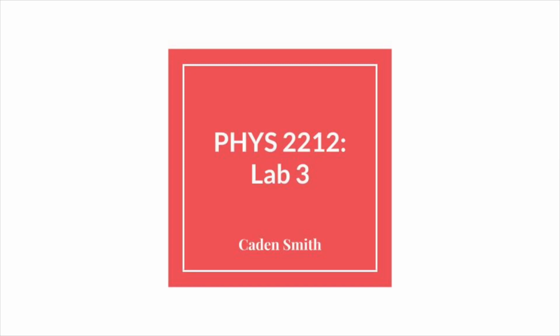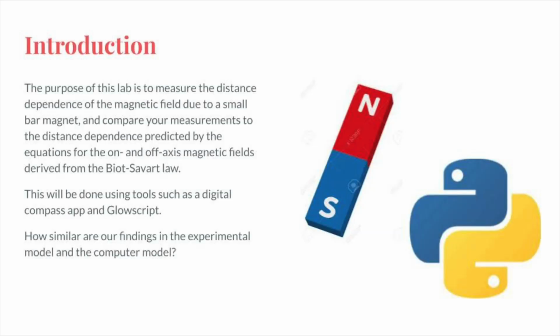This is my Physics 2 Lab 3. The purpose of this lab is to measure the distance dependence of the magnetic field due to a small bar magnet and compare your measurements to the distance dependence predicted by the equations for the on and off axis magnetic fields derived from the Biot-Savart law.